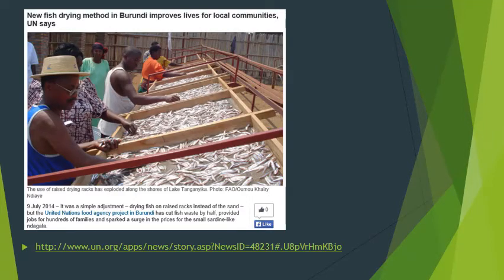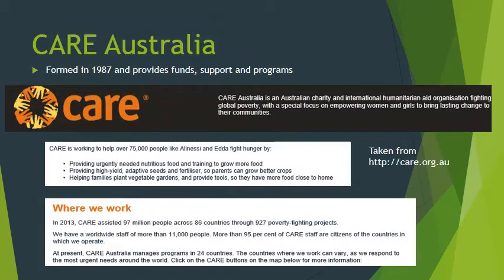The next group we're going to have a look at is Care Australia. So they're obviously an Australian group, but they help people internationally. So here's listed the things that they do most. So that's food and training. They also look at providing seeds and fertilisers, and they help to try and set up gardens. They're working with 97 million people in 86 countries, and they've got staff of 11,000 people. So they've got programs all over the world.